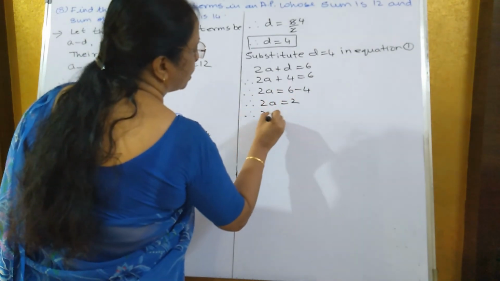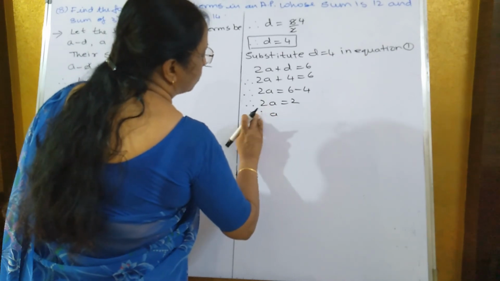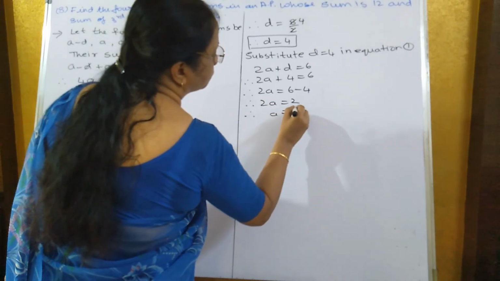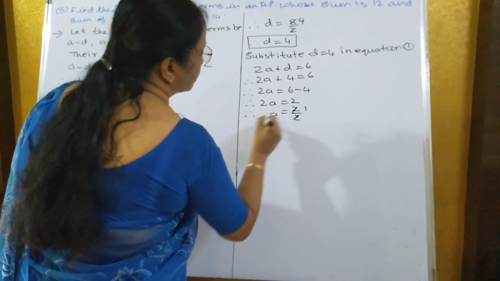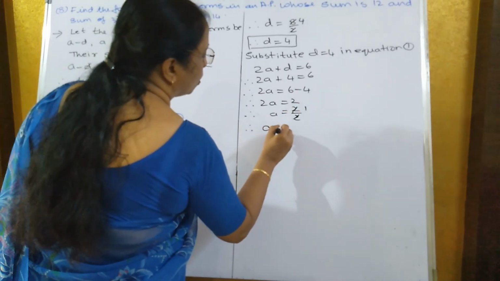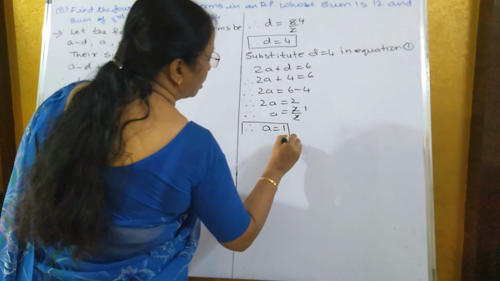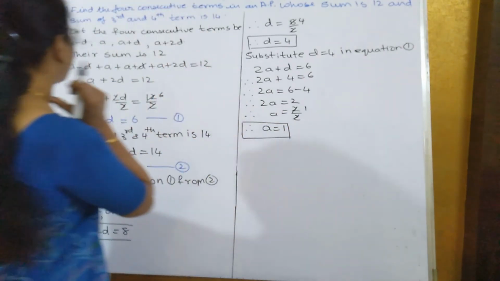Therefore a is equal to 2 upon 2. This will get cancelled. Therefore a is equal to 1. So we have got the value of a and d. So we can find out the terms now.